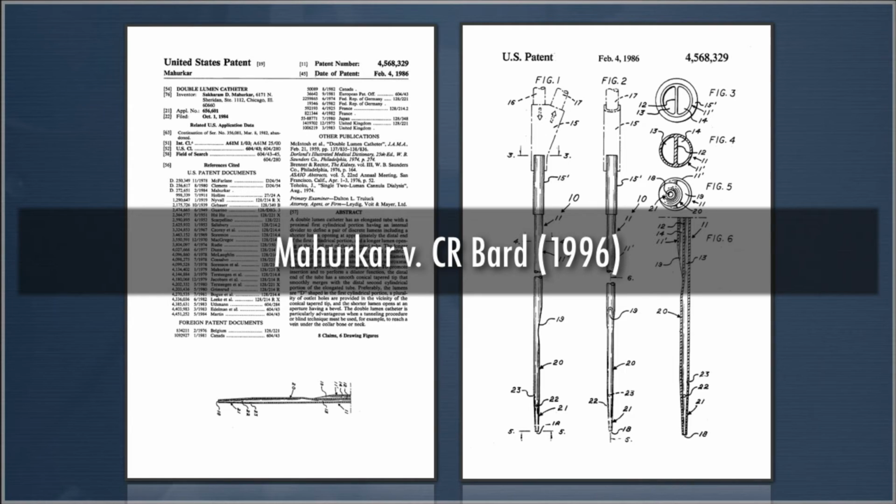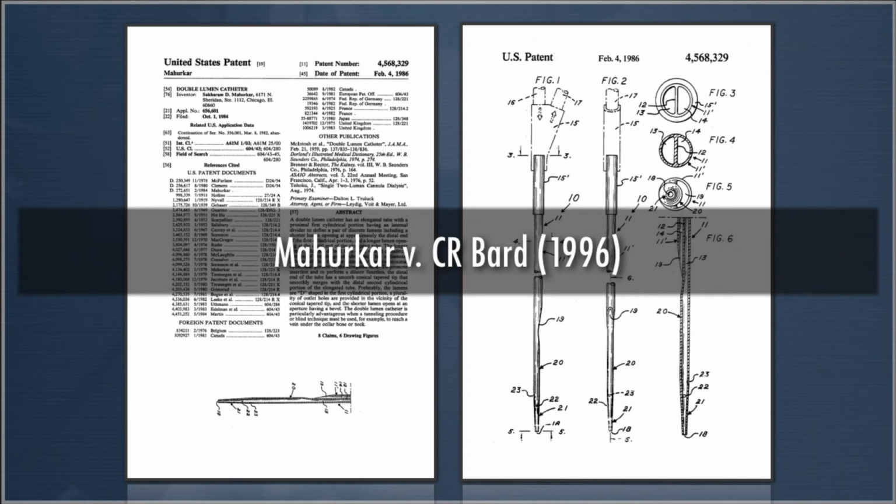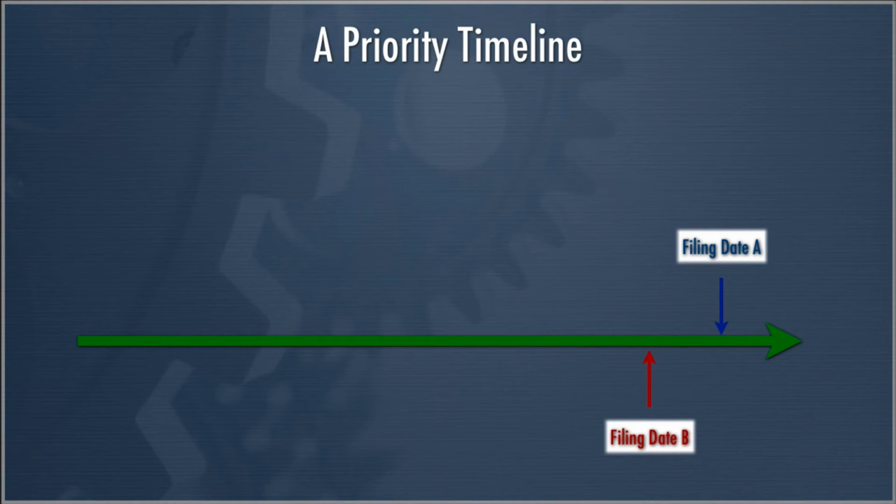All right, so the case I had you do for this was the Markahar case versus CR Bard. Bard's about double lumen catheters, extremely important inventions in the medical field. The idea being that you could have a single needle, a single catheter that could both introduce fluids and remove fluids at the same time, which allows all sorts of new medical techniques and so forth. So that's the technology involved here, right? The timeline and what Markahar goes through is how to figure out whether somebody has priority or not.